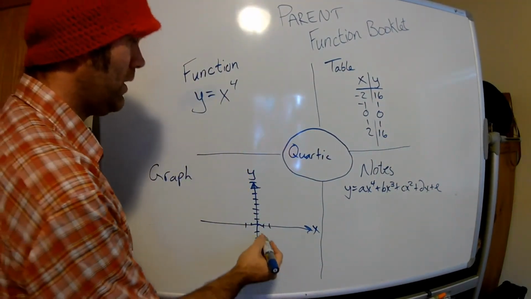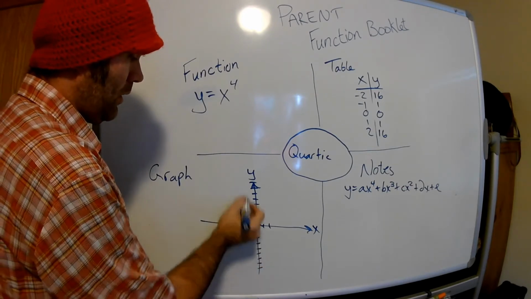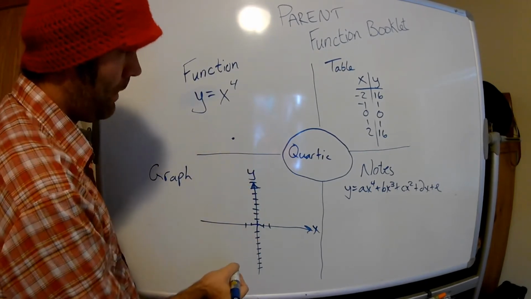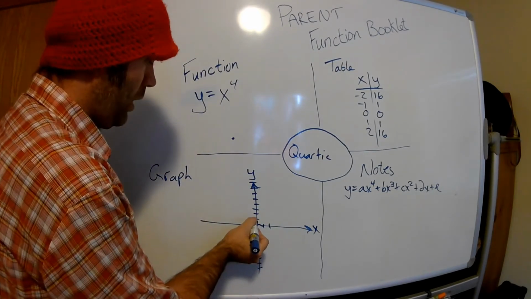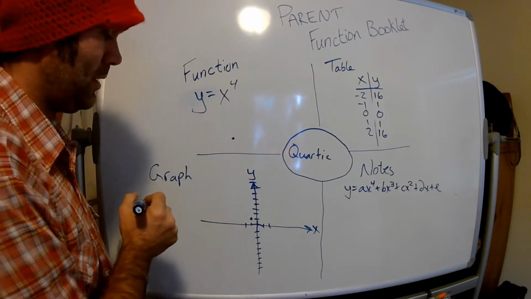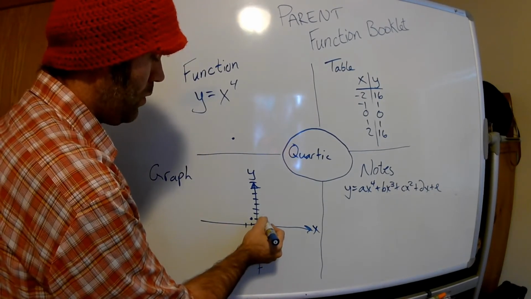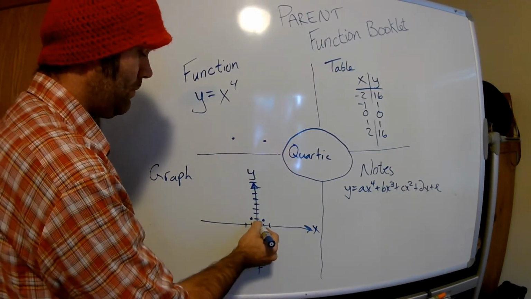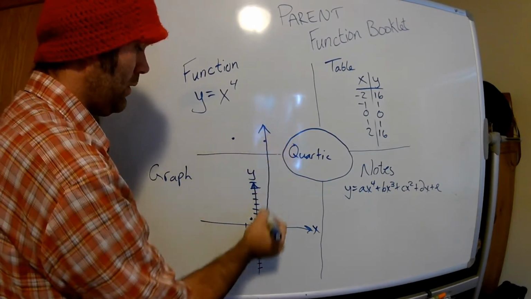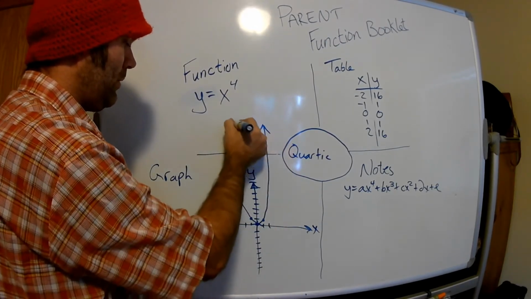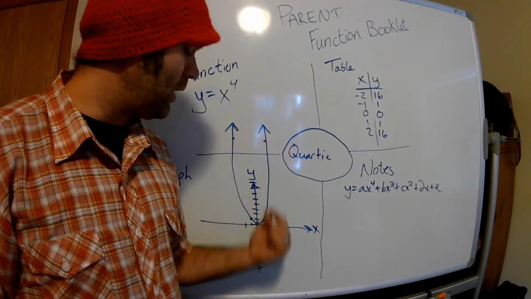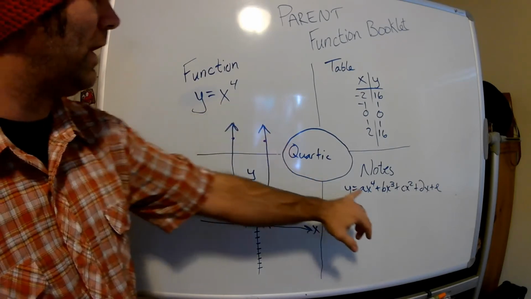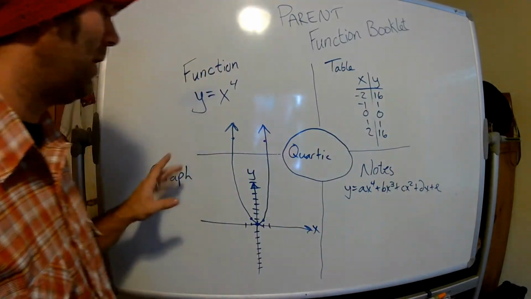All right, so we've got -2 comma 16. Well, we went up to 8 here, so 16's way up here. Okay? And then -1, 1. Kind of a pattern here. 0, 0, 1, 1, and then 2, 16. Way up there. Okay. So again, it looks like a parabola. That's because we don't have the cubes and the squares and all that stuff that kind of mess things up.